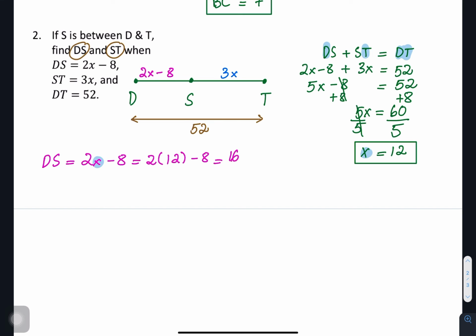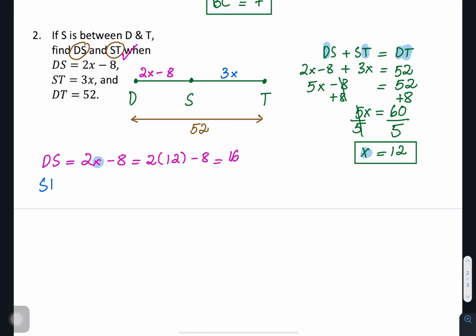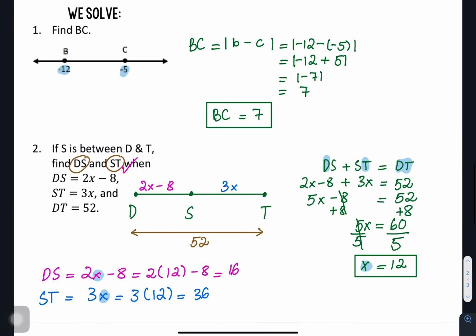They also want to find ST. So ST is 3x. We do the same thing. We plug in the x. So 3 times 12. 3 times 12 is 36. Okay, and now we're done.